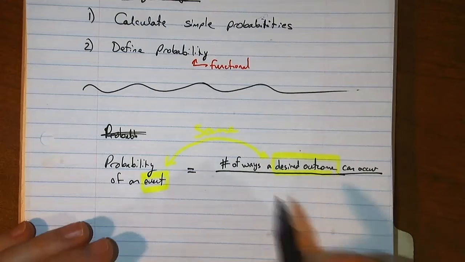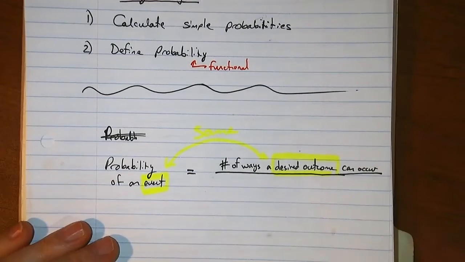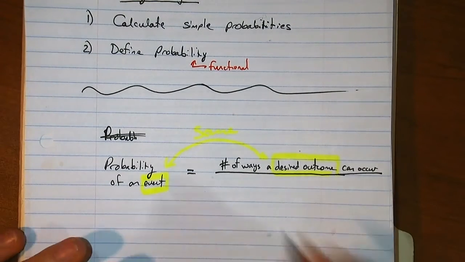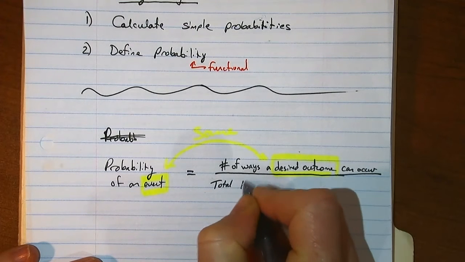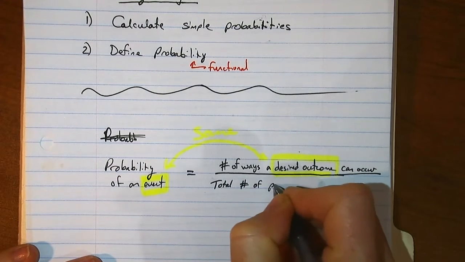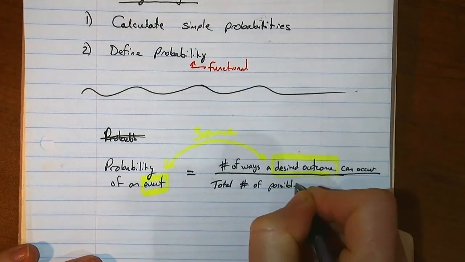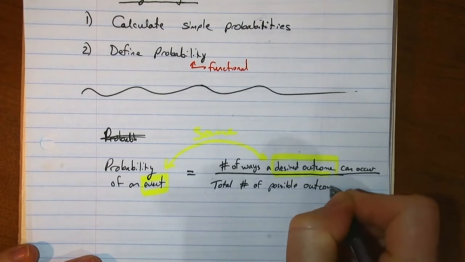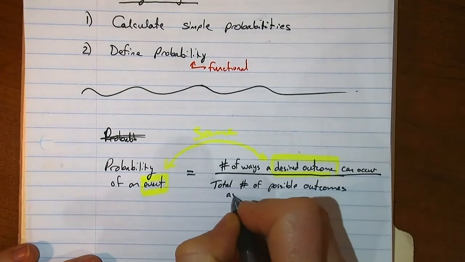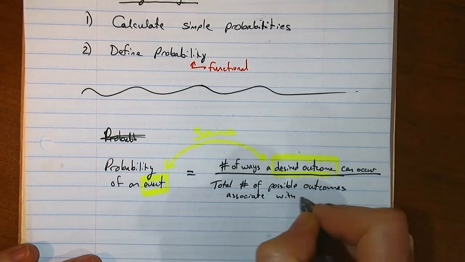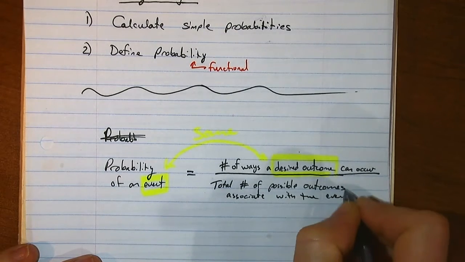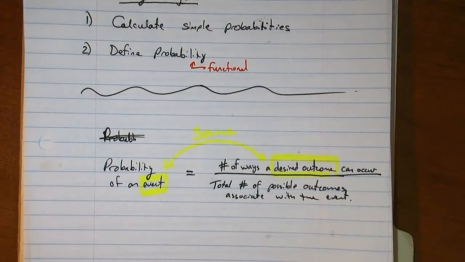That's what we're doing right here. Now, that's only half of our fraction. We still have the bottom half of the fraction. The bottom half of the fraction is the total number of possible outcomes associated with the event.